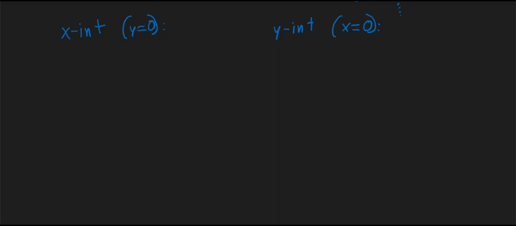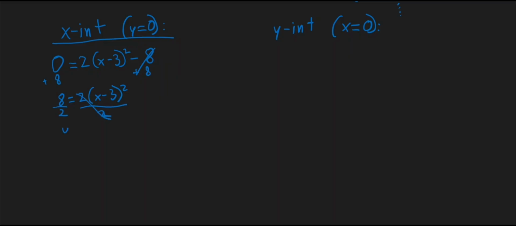All right, so now for the x-intercept, if you were to plug in a 0 for the value of y and solve for x, then we have 0 is equivalent to 2 times the quantity x minus 3 squared minus 8. And now if you solve for the value of x, you add 8 on both sides. And that gives us 8 is equivalent to 2 times the quantity x minus 3 squared. So from there you would divide by 2. And that gives us 4 is equivalent to the quantity x minus 3 squared.